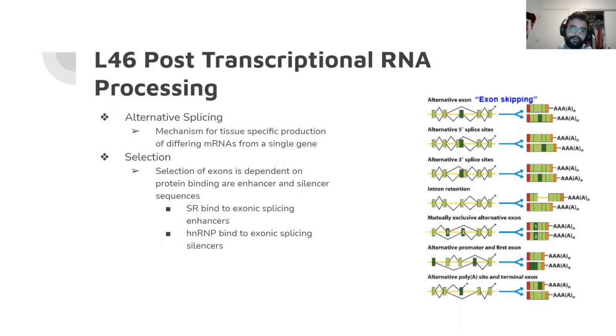You never know. So how do we select which alternative splicing we're going to go towards? The selection of exons is dependent on proteins binding at either an enhancer or silencer sequence. An SR protein can bind to an exonic splicing enhancer, or an hnRNP can bind to an exonic splicing silencer, and that affects what type of splicing we're going to see.